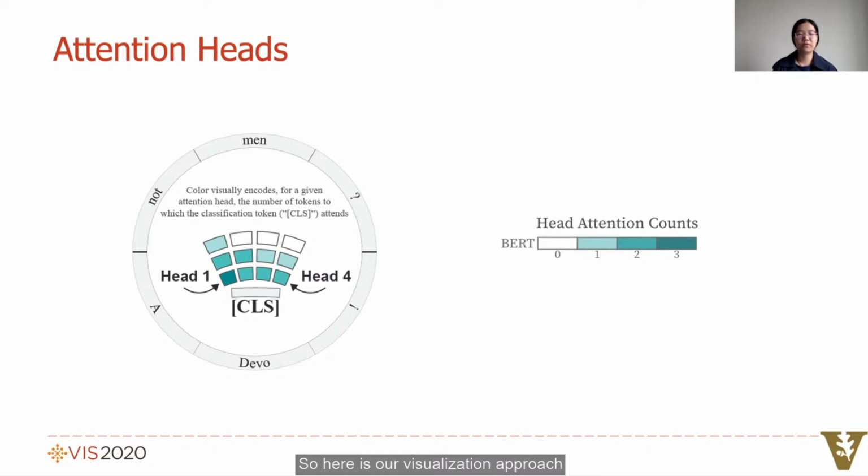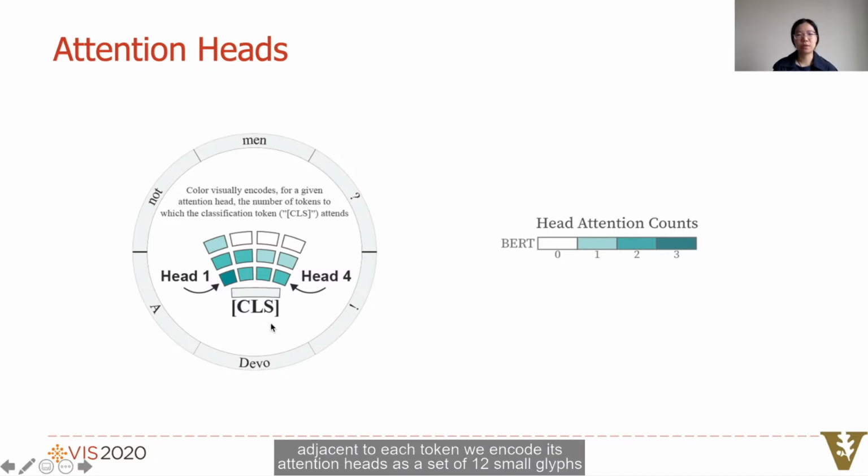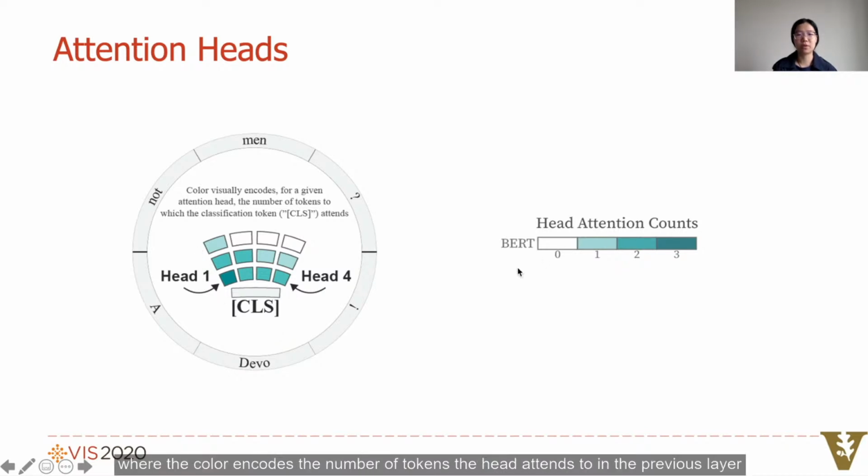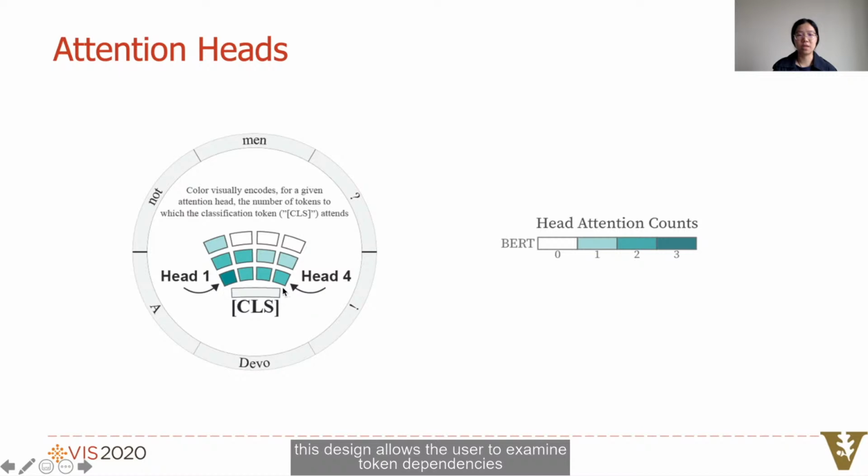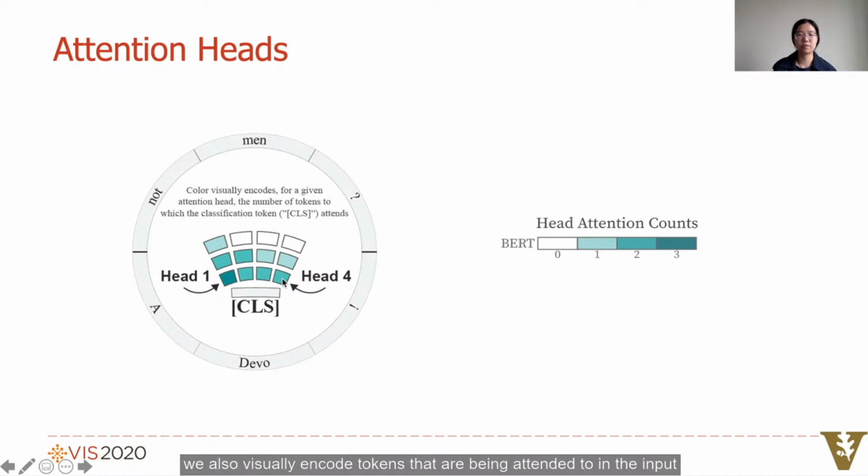So here is our visualization approach. For the model's attention heads, we encode them in two manners. The first way is that, adjacent to each token, we encode its attention heads as a set of 12 small glyphs, where the color encodes the number of tokens the head attends to in the previous layer. This design allows the user to examine token dependencies, such as determining if a set of heads collectively attends to a large number of tokens.